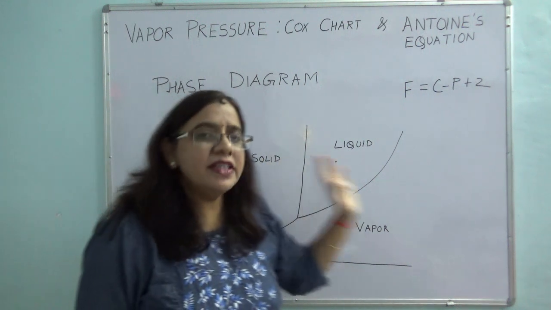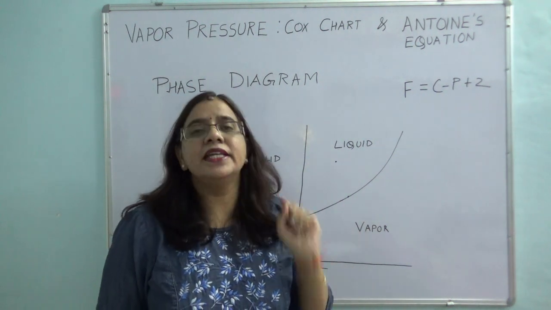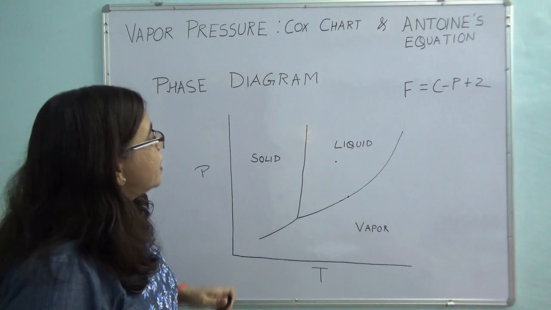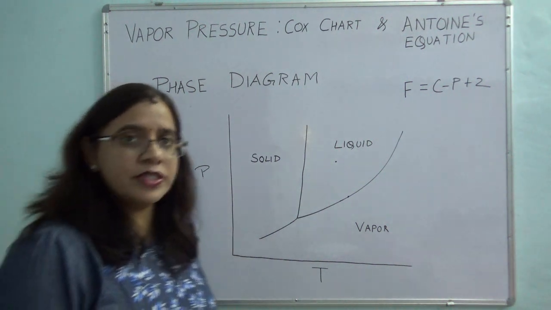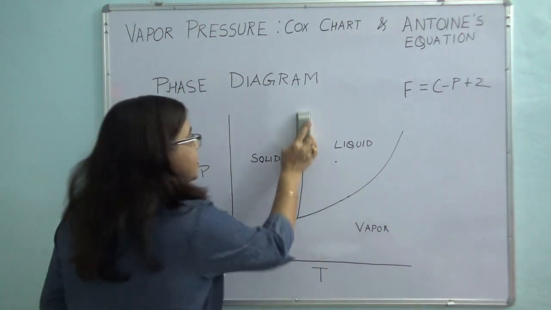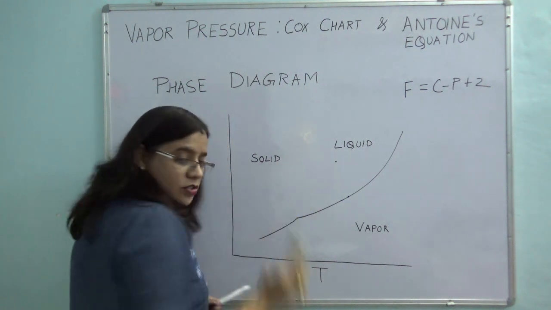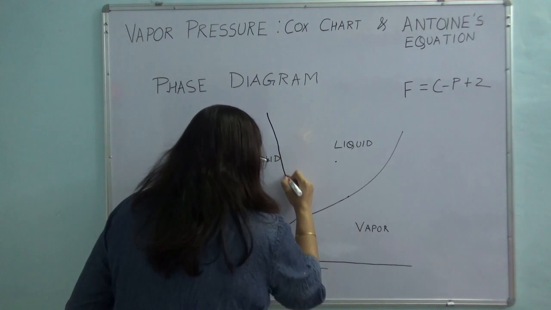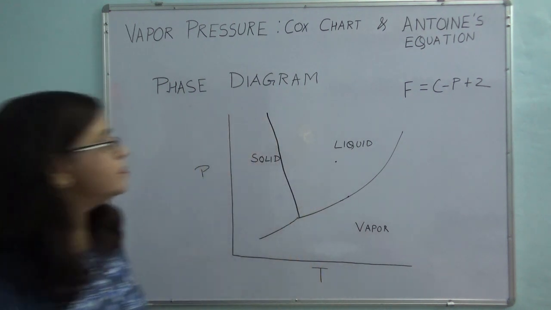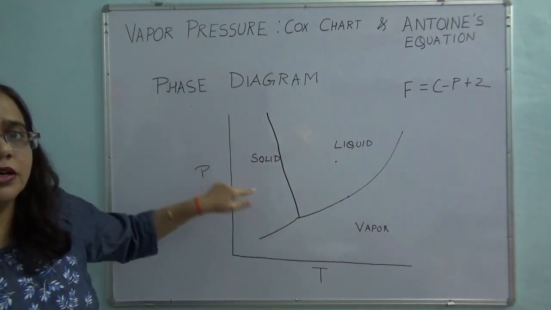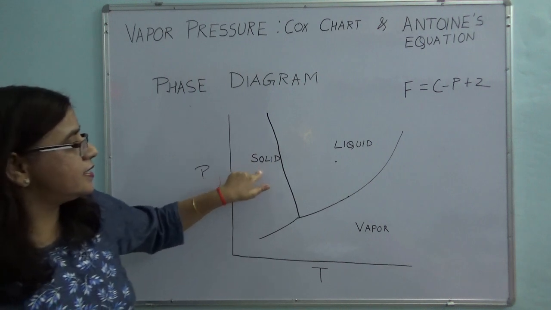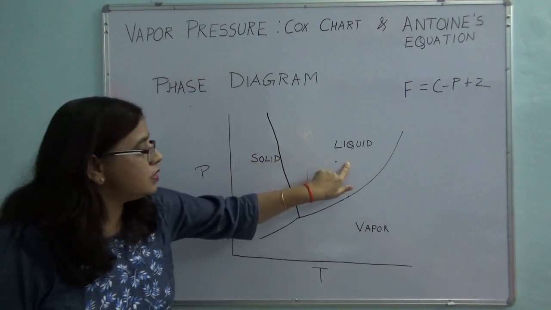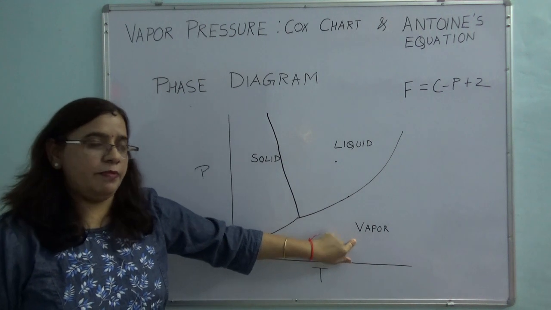Let's further understand this diagram by taking an example. Water has a certain anomalous behavior. This line is not tilted over, it is tilted like this. So now this becomes a phase diagram for water. This is ice, or solid water, this is liquid water, and this is water vapor.